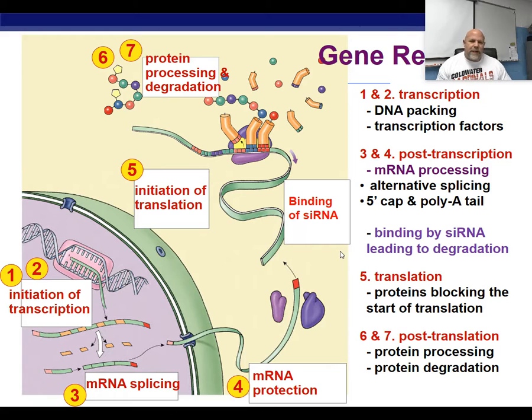So there's lots of different ways that we can control gene expression, from transcription to post-transcription to prior to translation to post-translational. So gene expression is a little more complicated in eukaryotes than it is in prokaryotes.